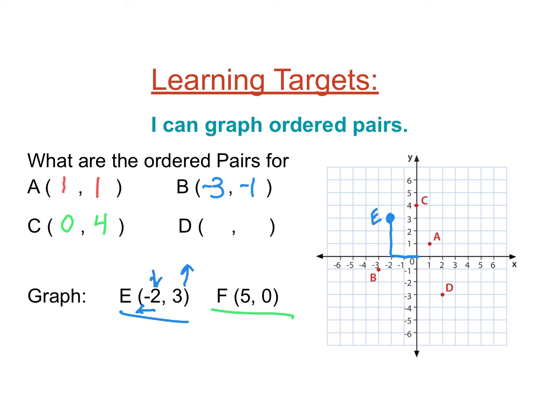F, I'm starting in the center, I'm moving 5 places in the positive direction, so 2, 3, 4, 5. I'm going to go 0 up and down. That's going to be right on the line. Whenever you see a 0, it's going to be on one of the 2 lines. I'm going to name that point F.